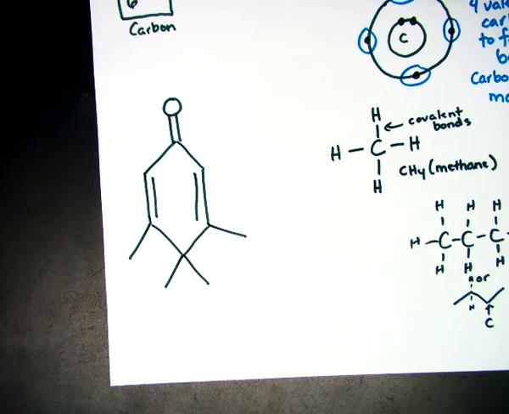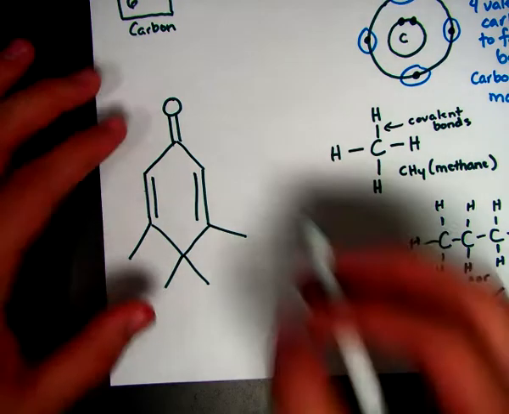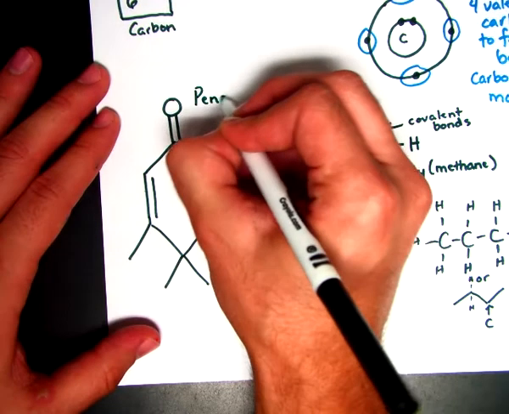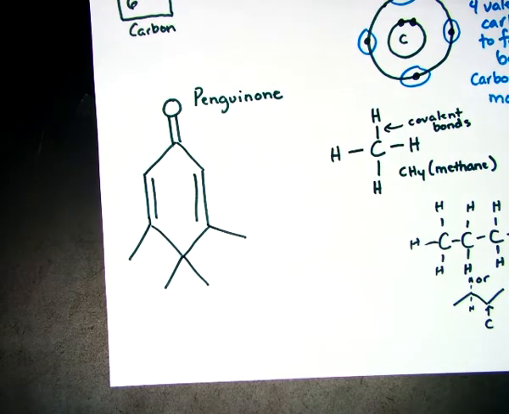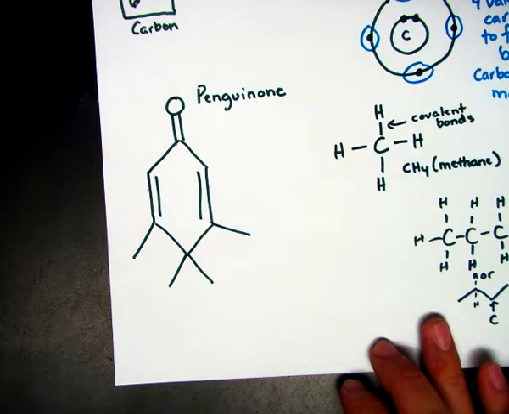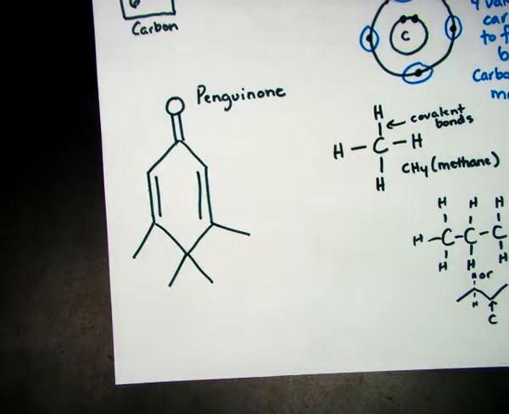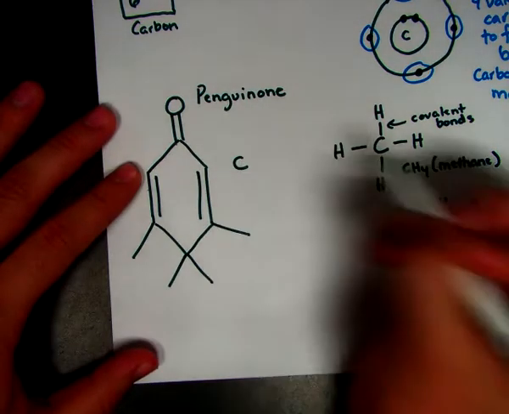Okay. The name of this molecule, I'm not even kidding you, is penguinone. It looks like a penguin with a little dark belly, or the dark sides and the white belly. That's called penguinone. It's literally a substance that exists. So, your job right now is I want you to determine the chemical formula.